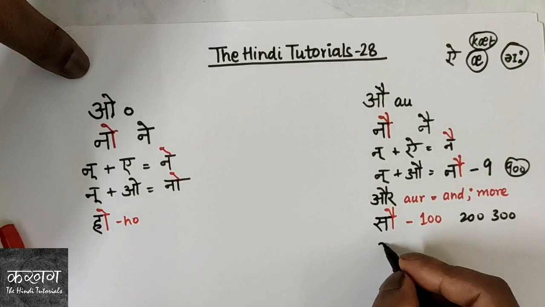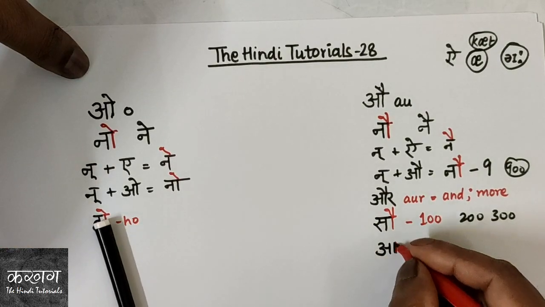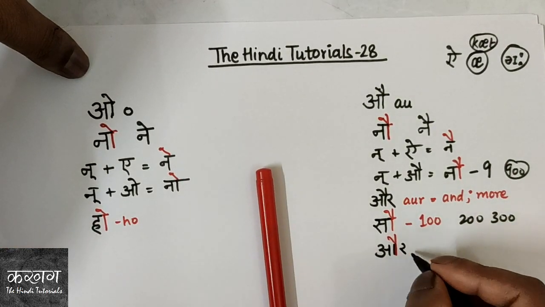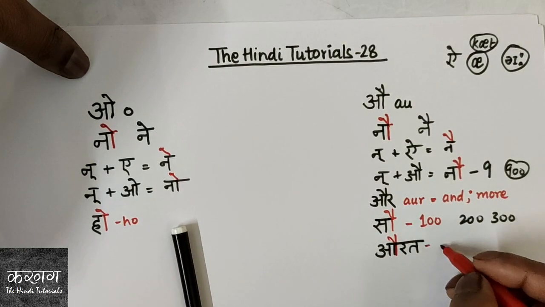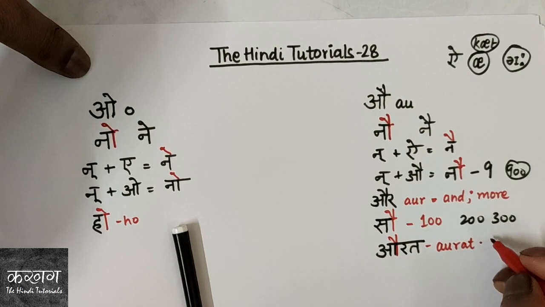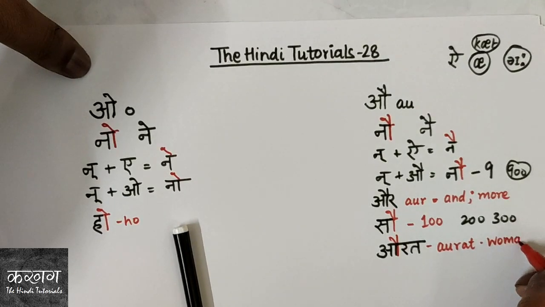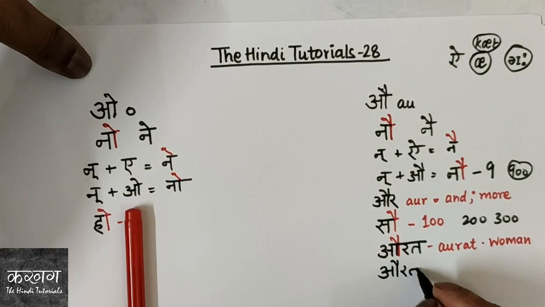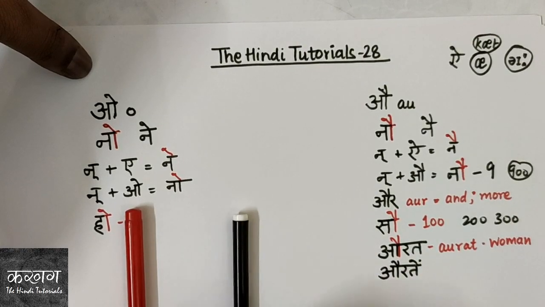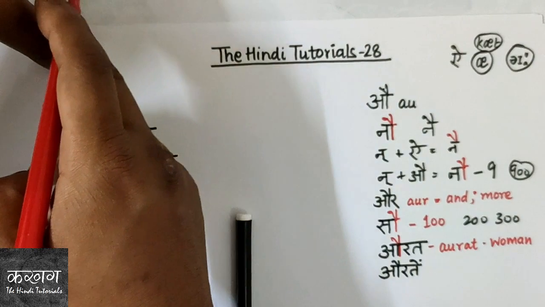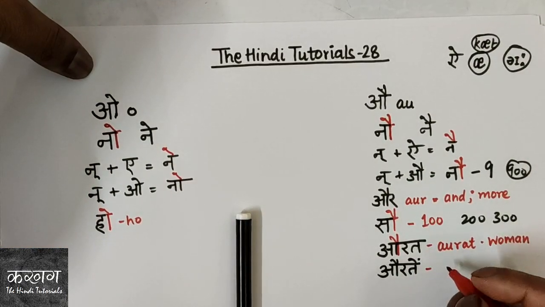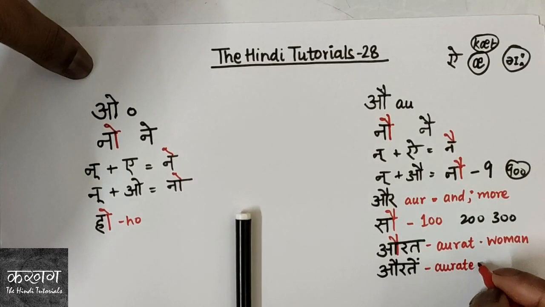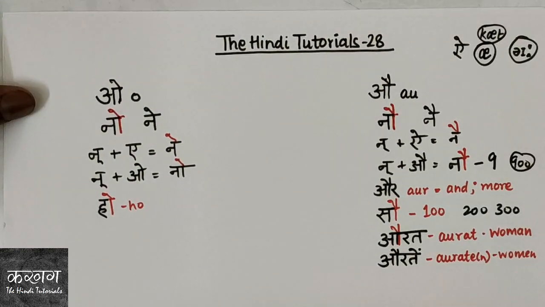Aurat. Now, what does aurat mean? Aurat means a woman. The plural of aurat is aurtein. Bahan, bahnein. Kitab, kitabein. Aurat, aurtein. Pustak, pustakein. Aurtein, women. Some words with O.